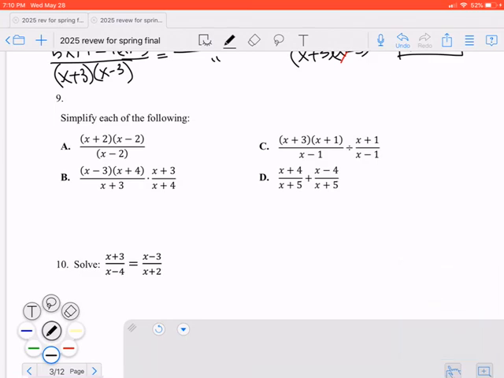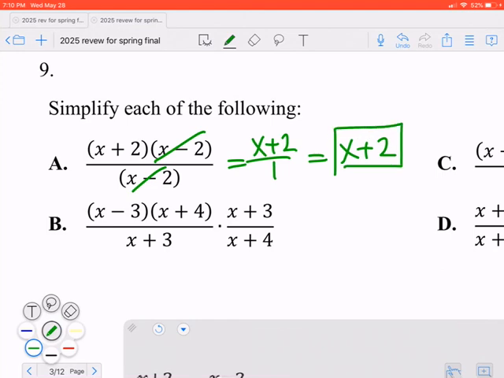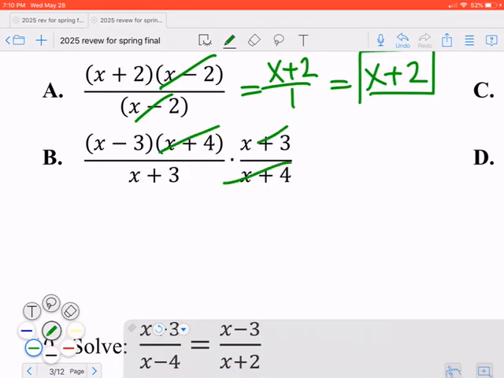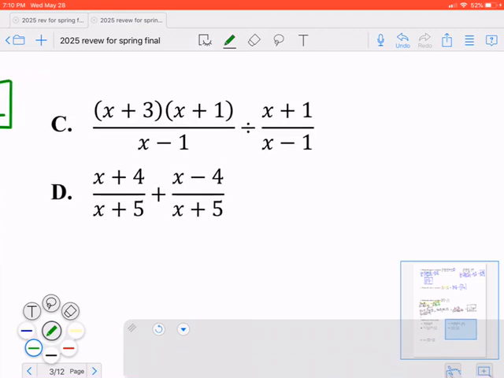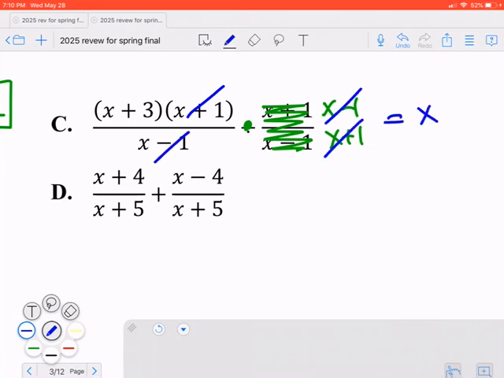Simplify each of the following. X minus 2's cancel. So x plus 2 over 1, or just x plus 2. And here, x plus 4's, x plus 3's cancel, x minus 3 over 1, or just x minus 3. Here, we have to skip, flip, and multiply. So I'm going to put the x minus 1 on top, the x plus 1 on the bottom. And now it is a multiply. X plus 1's, x minus 1's cancel, equals x plus 3 over 1, or just x plus 3.